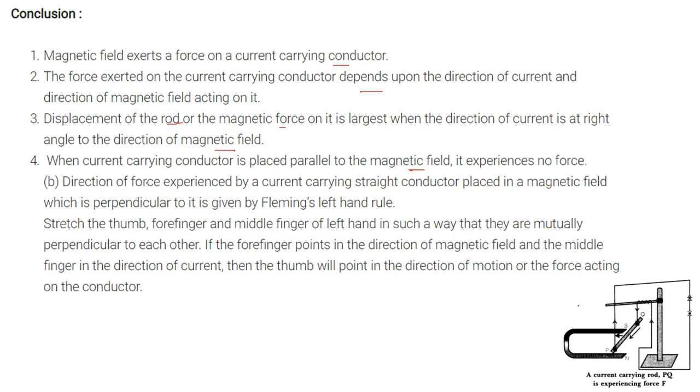And the direction of force experienced by the current carrying straight conductor placed in a magnetic field which is perpendicular to it is given by Fleming's left hand rule. We need to stretch the thumb, forefinger and middle finger of the left hand, see, left hand, in such a way that they are perpendicular to each other. If the forefinger points in the direction of magnetic field and the middle finger in the direction of current, then the thumb will point in the direction of motion or the force which is acting on this conductor.